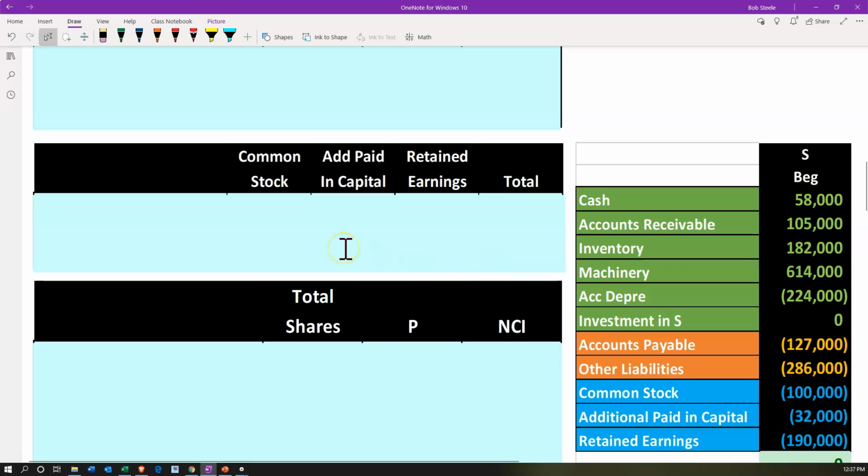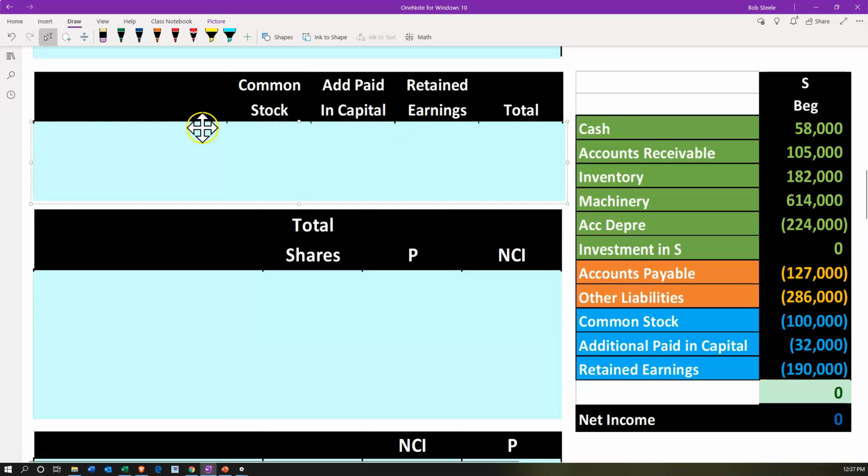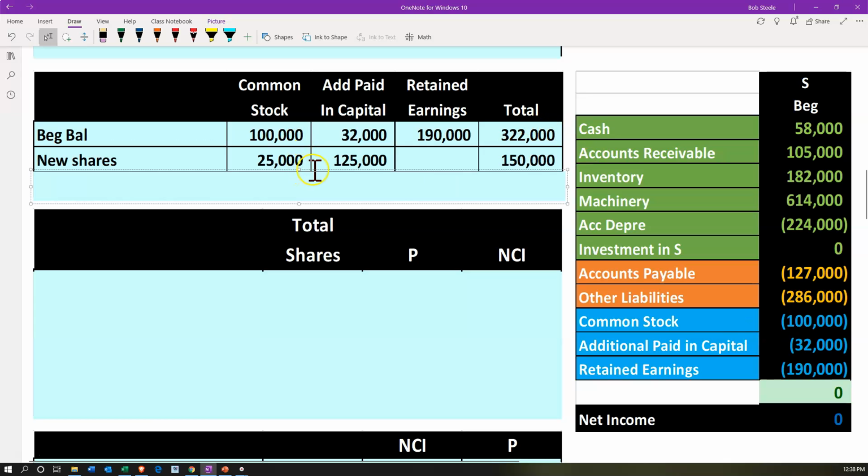So first, let's take a look at our equity section, which is our typical kind of starting point. Equity section being down here, so the common stock, additional paid in capital, retained earnings for S before the issuance of the new shares, is $100,000, $32,000, $190,000 for a total of $322,000. Then if we think about the new shares in terms of a table format, and we will see it shortly also in terms of a journal entry format, we had the $150,000 that P paid to S for 2,500 shares.